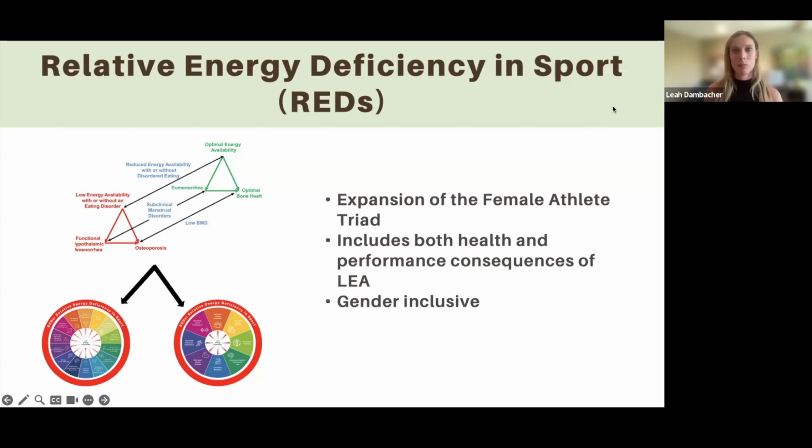And so the REDS model is an expansion of this model. It includes a lot more information on both health and performance consequences of low energy availability, which we'll talk a little bit more in depth on. And it's also gender inclusive. So the female athlete triad originally, of course, was just looking at females. It has since expanded into the male athlete triad as well. However, research has shown that there's also a larger number of both health and performance consequences that might coincide with low energy availability.